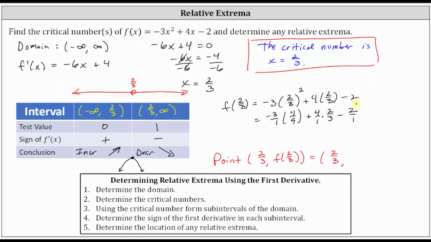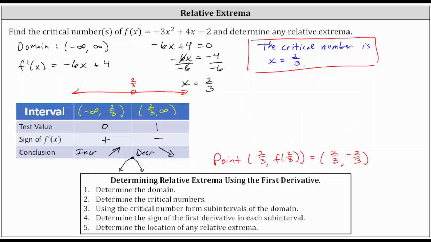Simplifying, we have negative 3 over 1 times 4/9 plus 4 over 1 times 2/3 minus, let's write 2 as 2 over 1. Simplifying before multiplying, there's 1 3 and 3 and 3 3s and 9. So here we have negative 4/3 and then plus 8/3 and then minus 2, which is equivalent to 6/3. Negative 4/3 plus 8/3 minus 6/3 is negative 2/3. So now we know the high point on the function is the point 2/3 comma negative 2/3. And this point does represent a relative maximum.